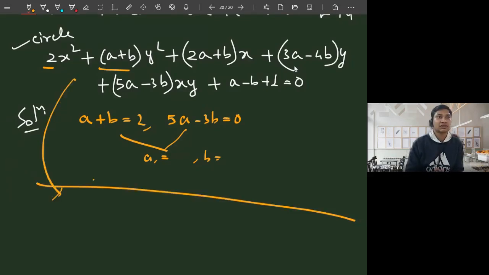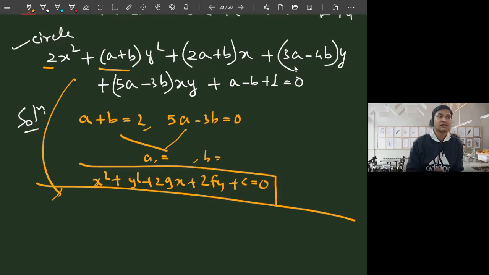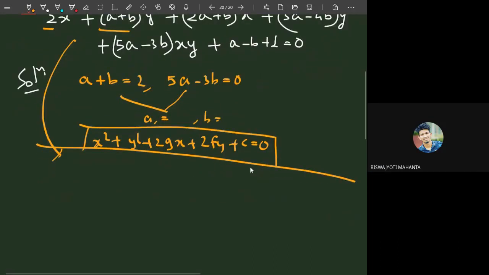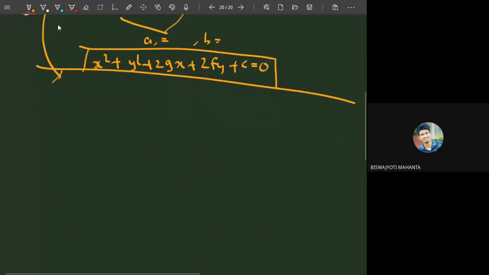You get an equation like this one: x square plus y square plus twice gx plus twice fy plus c equal to 0. Once you find something of this type, you can find the center and radius. All of you can find it? Yes, sir. Treat it as homework. Please solve it.